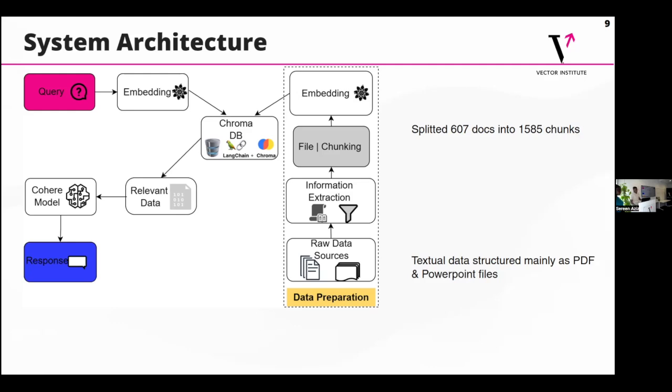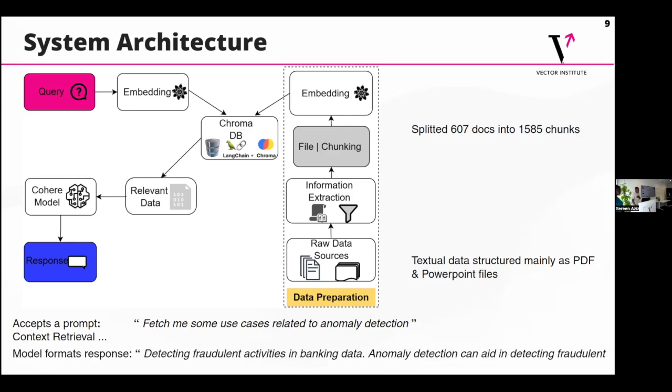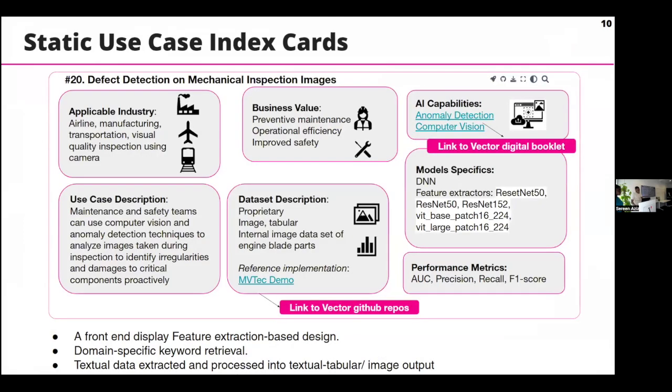Okay. And so when there's a query, for example, fetch me some use cases related to anomaly detection. Basically, we are going to retrieve some context, okay, from the embedding that's stored in the ChromaDB. It generates a context based on the query that you ask. And then the LLM, in this case, our model, which is a Cohere model, tries to format the response. Okay. And so over here, we have our response, detecting fraudulent, okay, whatever.